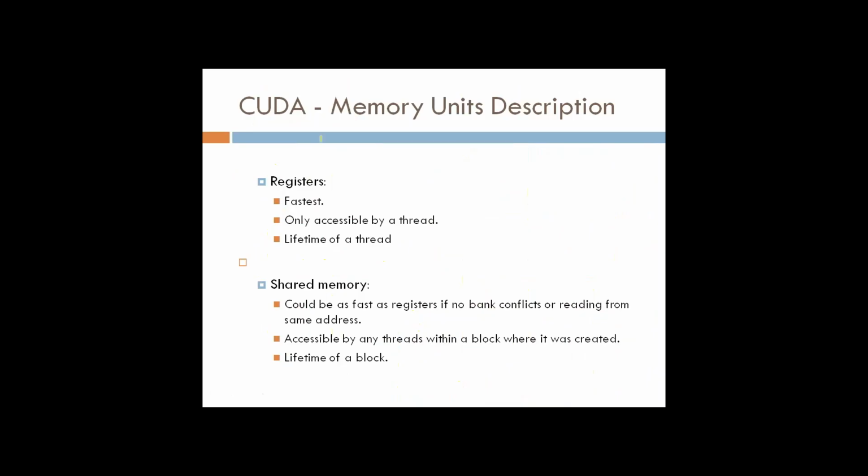Now the different memory units. If we talk about the efficiency part, registers are the fastest, right? They are only accessible by threads, and they are alive for the lifetime of a particular thread. Now, the shared memory can be as fast as a register if there are no bank conflicts or reading from the same address, right? It can be accessed by any thread within the block where it is created, and shared memory data is available for the lifetime of a block.